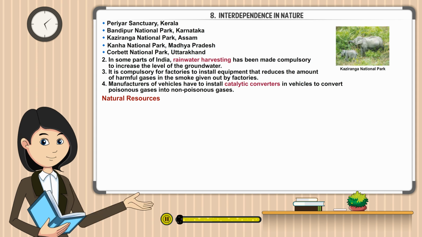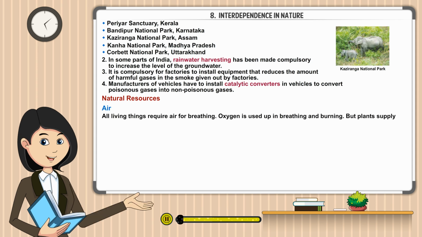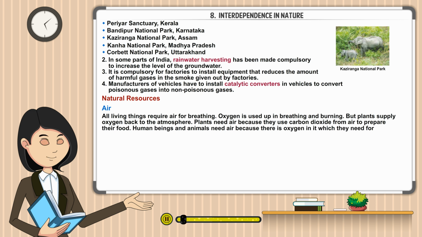Natural resources. Air. All living things require air for breathing. Oxygen is used up in breathing and burning, but plants supply oxygen back to the atmosphere. Plants need air because they use carbon dioxide from air to prepare their food. Human beings and animals need air because there is oxygen in it which they need for breathing. Thus, air is an indispensable natural resource essential for life.